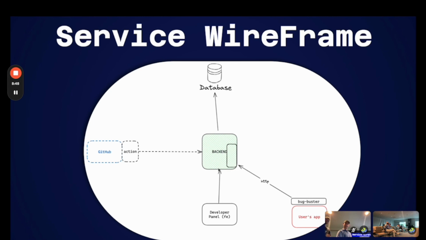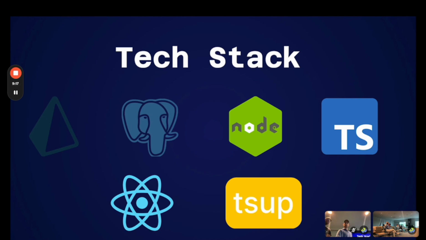And then we have the developer panel, the front end, which we just showed. It's how users, which is the developers, can easily monitor and prioritize issues that come up in the app. And then on the left, we see GitHub Actions, which we haven't implemented yet, but they're supposed to automate things for an easier deployment experience. Moving on to the stack we used.